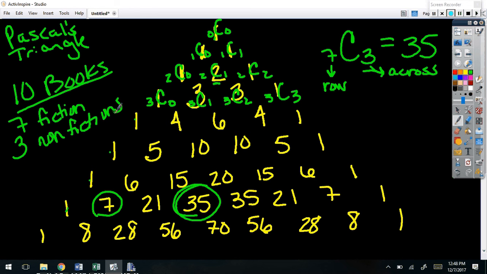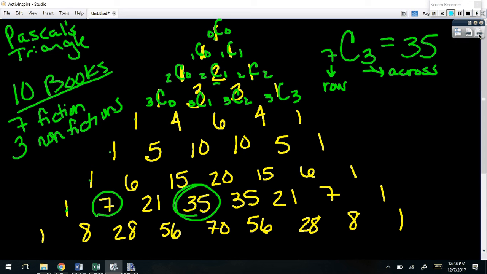You are doing a project. Is this extra credit? That's my question. No, it's regular credit. You're doing a project for your English class in which you must use 1 nonfiction and 2 fiction. How many different ways can you pick those books?